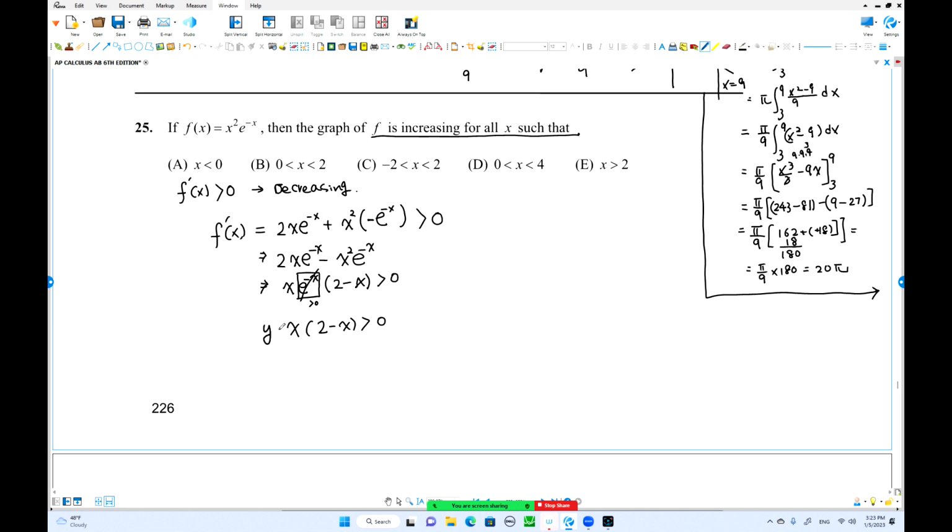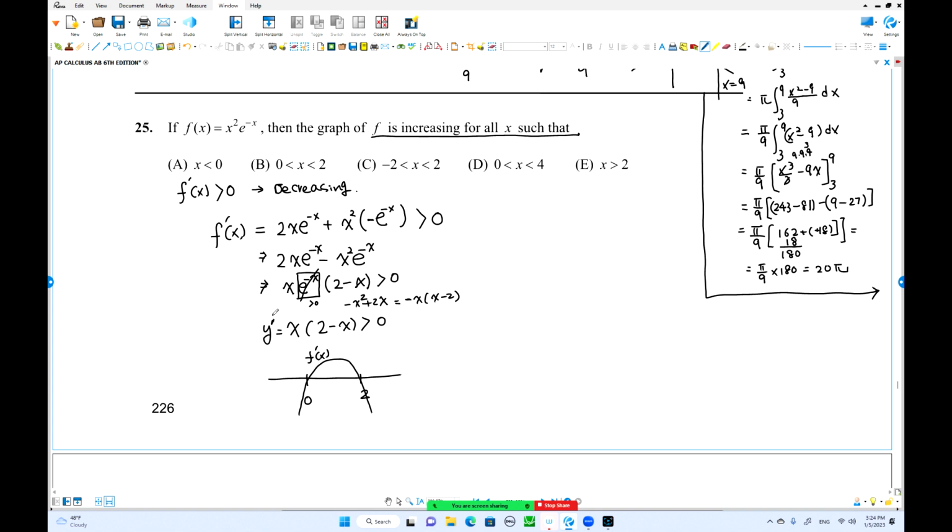You can make a graph over here: y equals x times 2 minus x. So we have x equals 0 and x equals 2 as the zeros. This is actually minus x squared plus 2x. The graph opens downward. Or you can write it as minus x times x minus 2; that is minus, so downward. The graph looks like this. This is the graph of y equals f prime x.